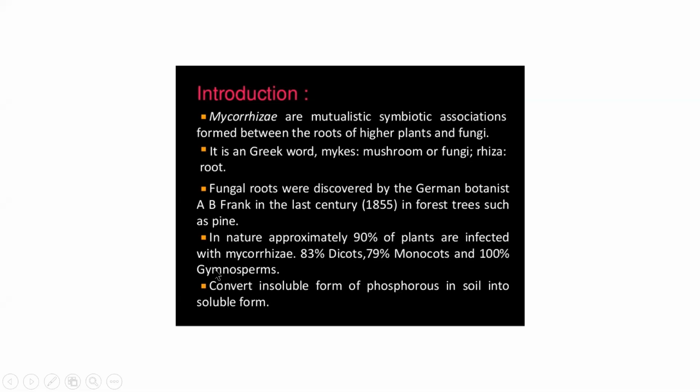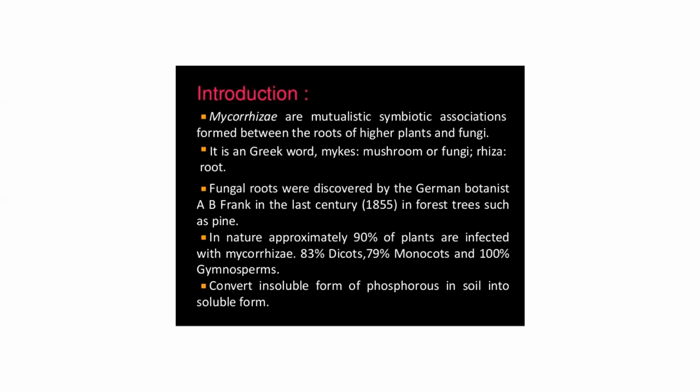So monocots, dicots, gymnosperms, all the gymnosperms have some fungal association in the form of mycorrhiza. So the most important function of mycorrhiza is to convert the insoluble form of phosphorus in soil to soluble form. So normally phosphorus is not available to the plants because it is bound in the form of phosphates. So phosphorus is a very important nutrient because phosphorus goes into the making of ATP, DNA. Okay, so phosphorus is a very important structural component of the living system. So normally it is not available to the plant when it grows. Now in soil the phosphorus will be in the bound form. It is not available for absorption.